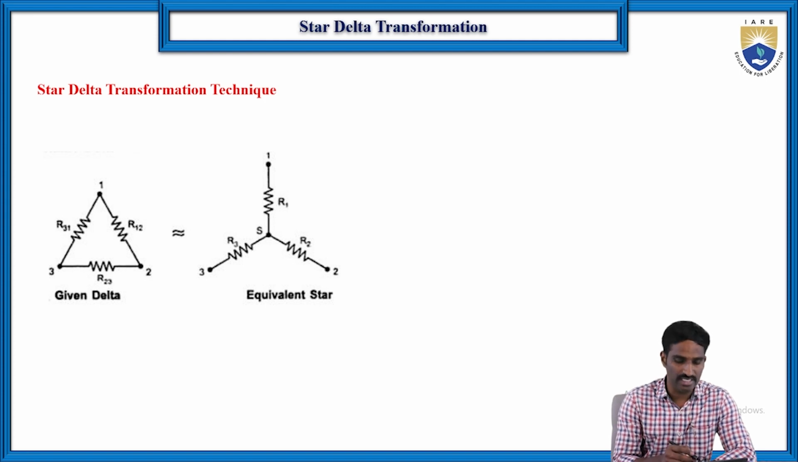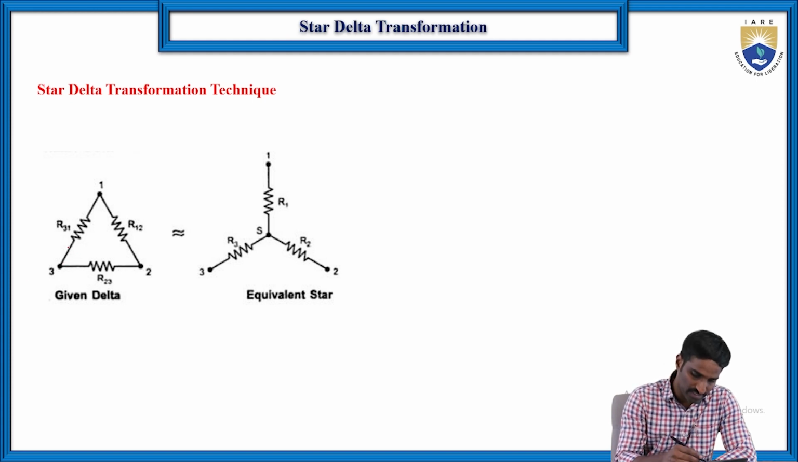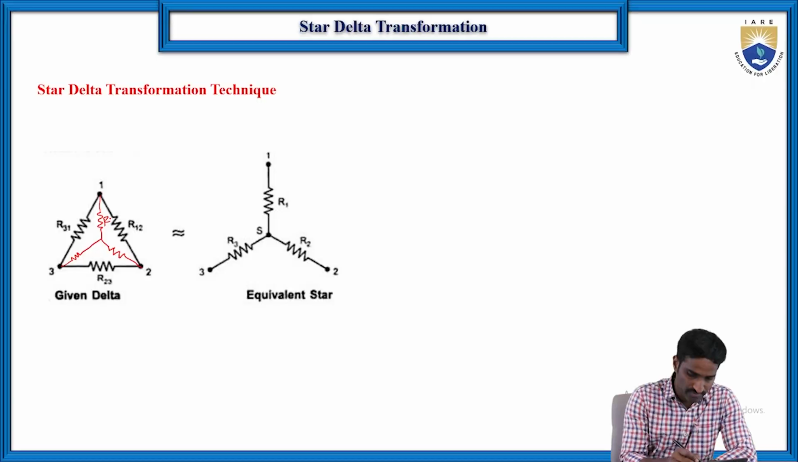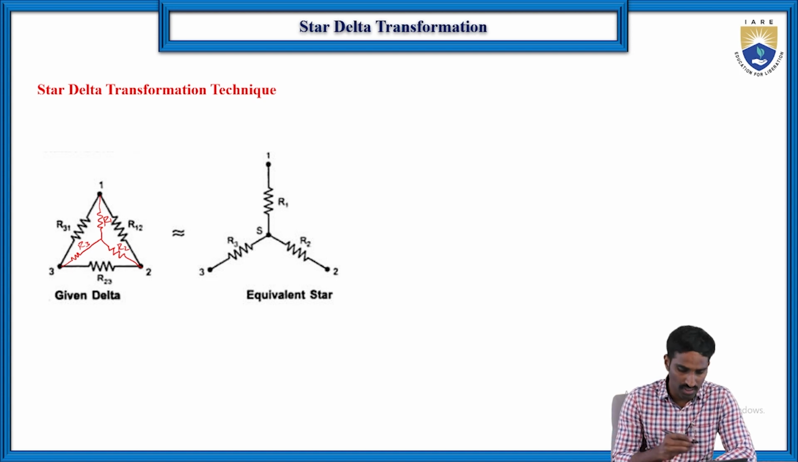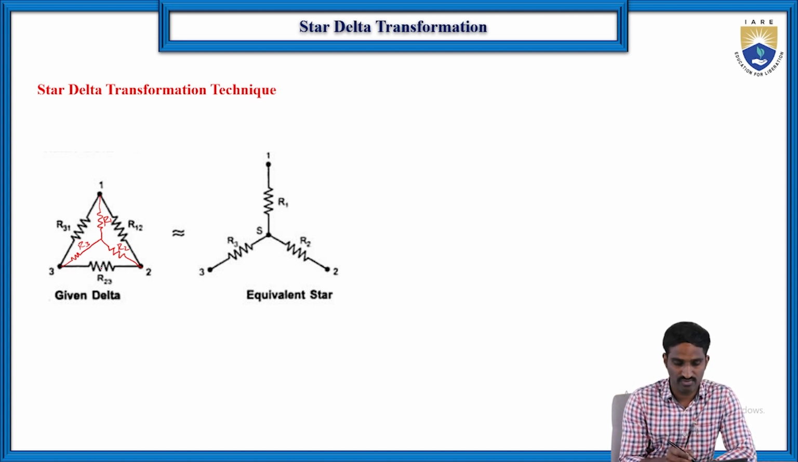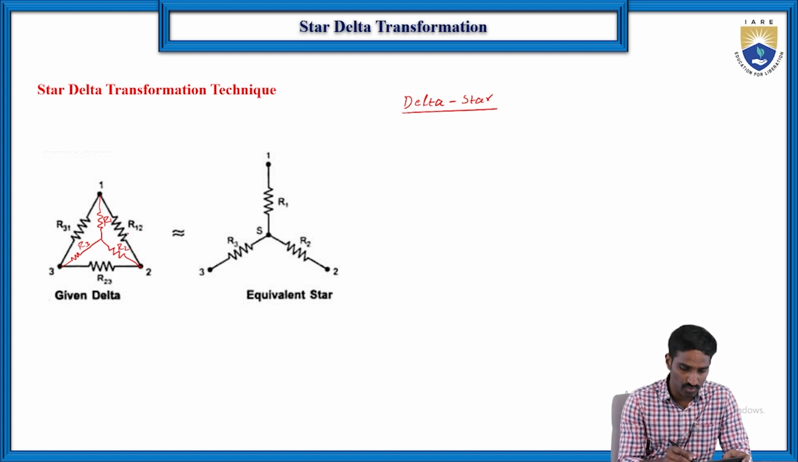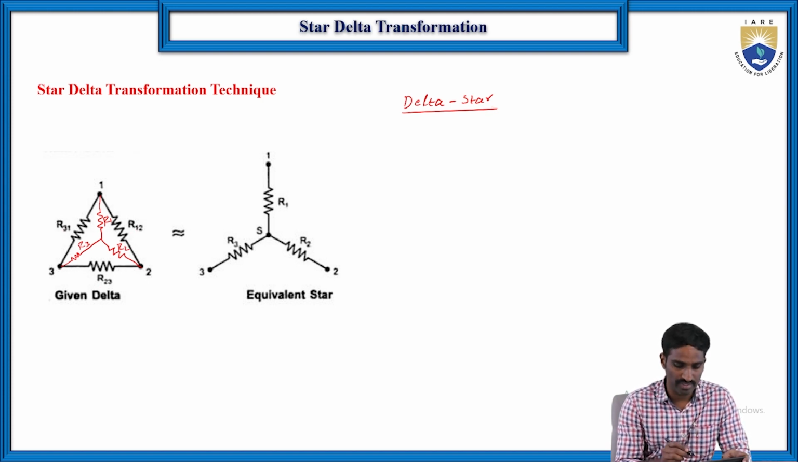Here this is a delta. Suppose we want to convert this delta into a star. Let me draw this circuit inside the delta. Here this is R1, this is R2, and this is R3. Because this is delta to star transformation, we know the values of R12, R31, R23, but we don't know the values of R1, R2, R3.